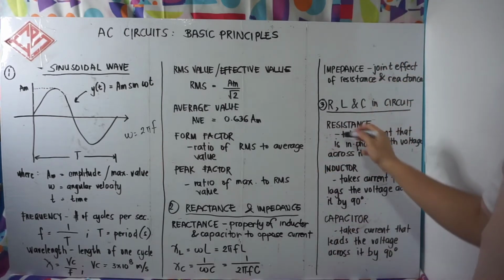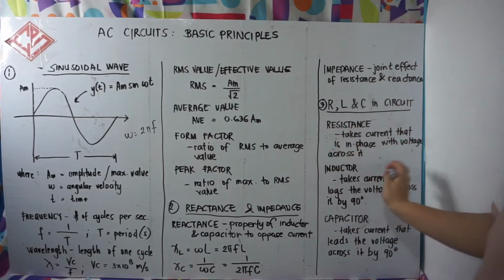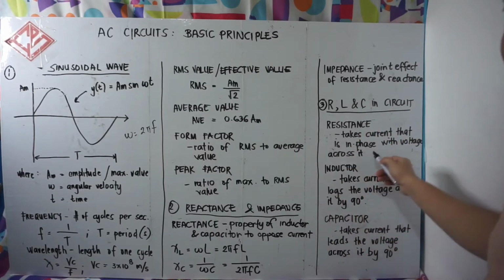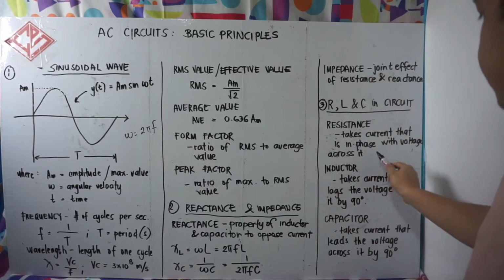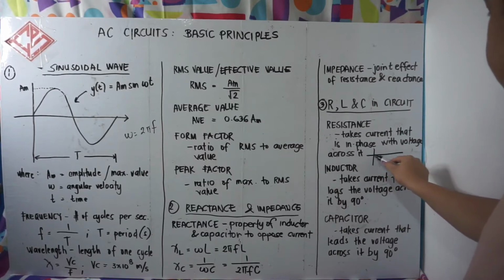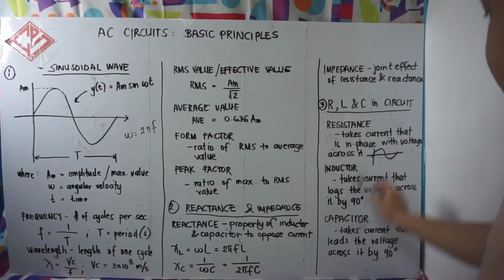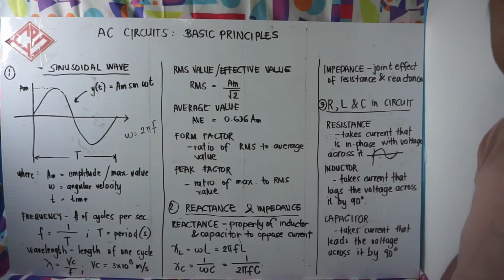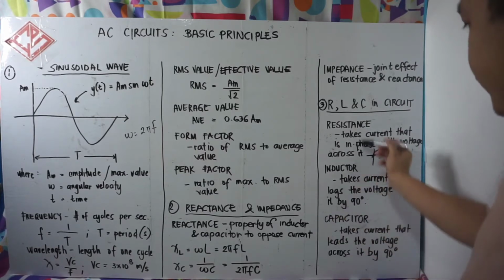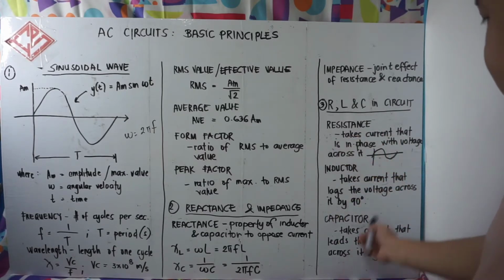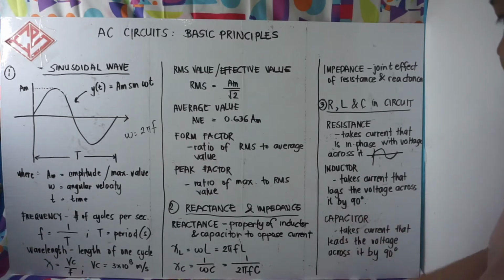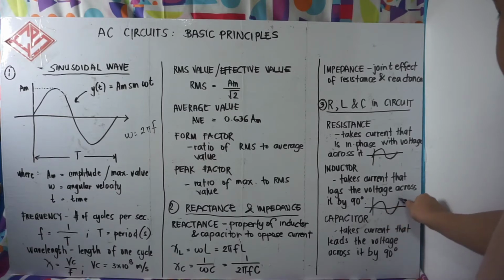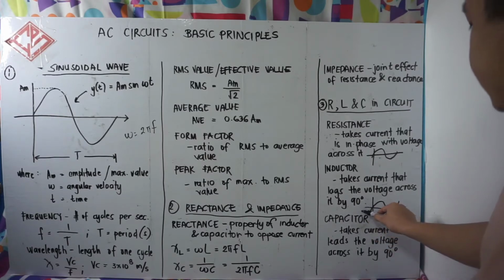For resistance, it takes the current that is in phase with the voltage across it. Let's say this is your sinusoidal wave function for the voltage. The current is also in the same phase with the sinusoidal wave of the voltage. For the inductor, it takes a current that lags the voltage across it by 90 degrees. Let's say you have a sinusoidal wave function of the voltage. You have a current that lags by 90 degrees.